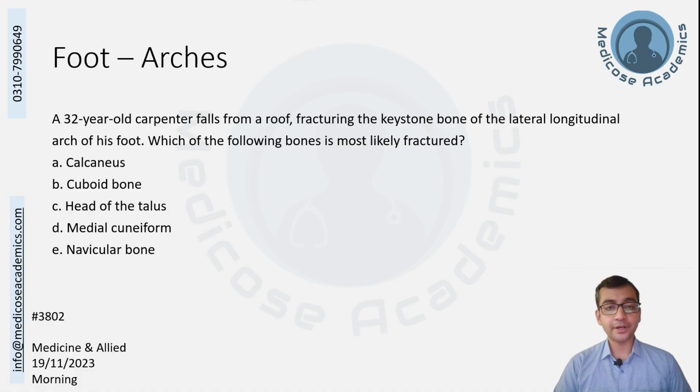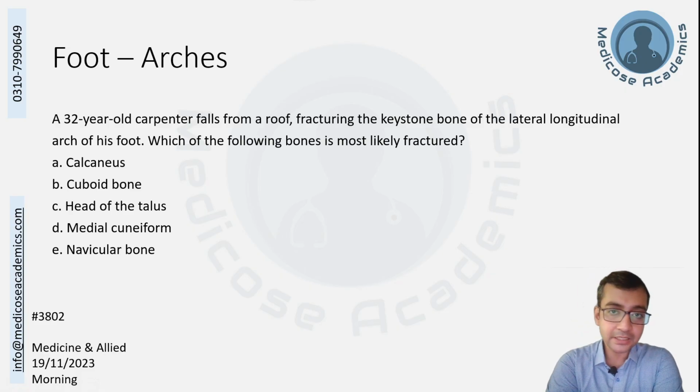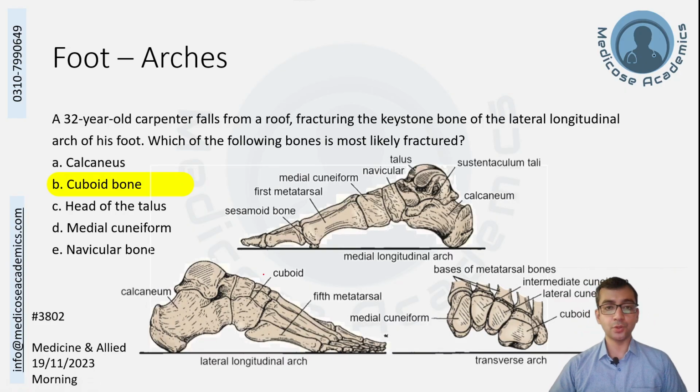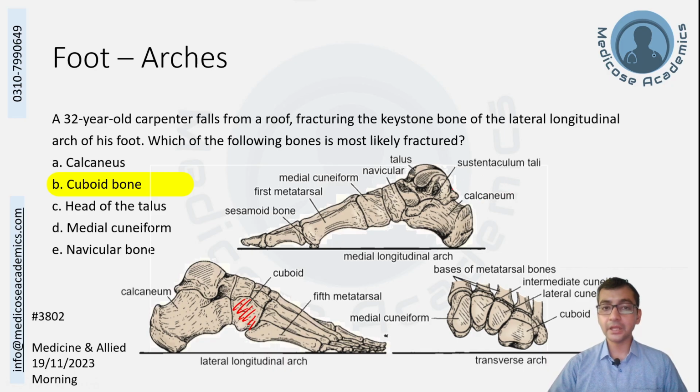A 32 years old carpenter falls from a roof, fracturing the keystone bone of the lateral longitudinal arch of the foot. Which of the following bones is most likely to be fractured? A commonly asked question is regarding the keystones of the lateral and medial arches. More commonly about the medial arch, but here the lateral arch has been asked. The lateral arch keystone is the cuboid bone. That is the bone that is on the top of the arch that holds the arch. If that bone is plucked out, the whole of the arch will collapse. In the case of the medial arch, the talus is the one that is wedged in to form the capstone or keystone.